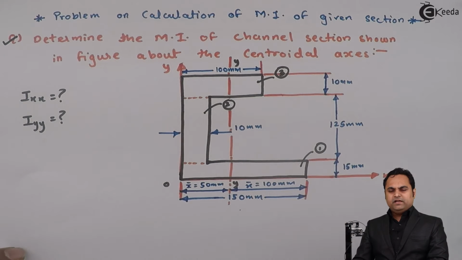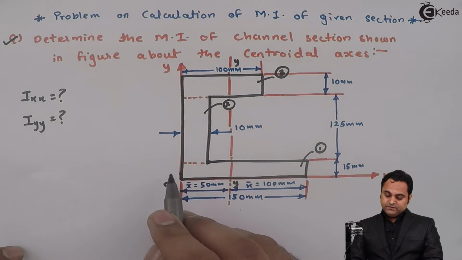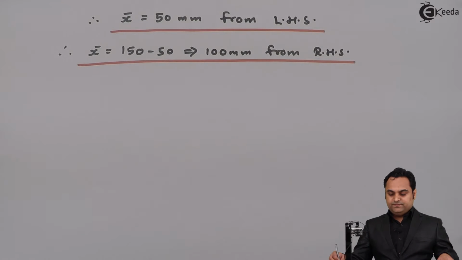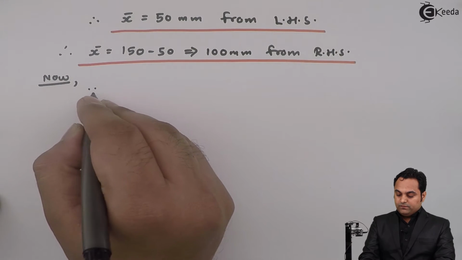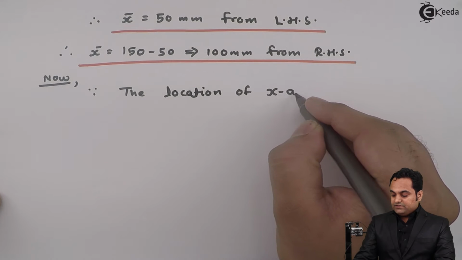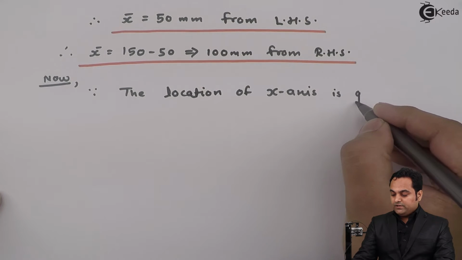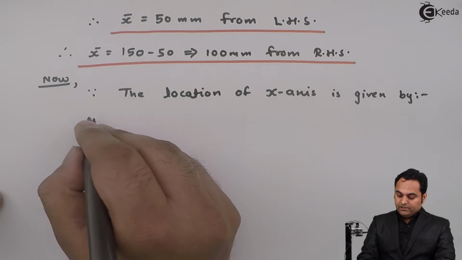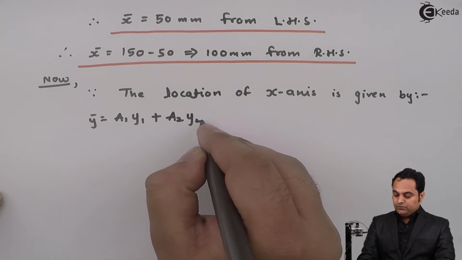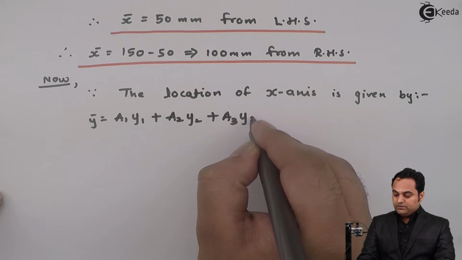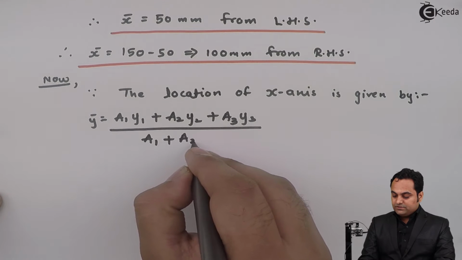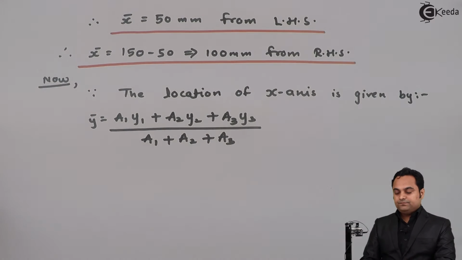Now similarly we would be calculating the x-axis, and x-axis we can calculate by using the formula of y bar. So I'll say that after this, since the location of x-axis is given by y bar is equal to a1 y1 plus a2 y2 plus a3 y3 upon a1 plus a2 plus a3.